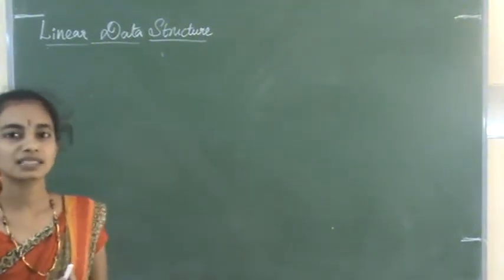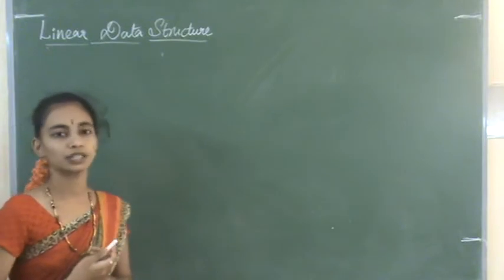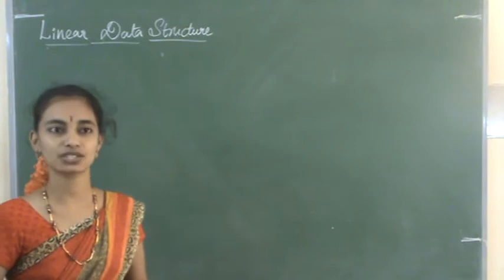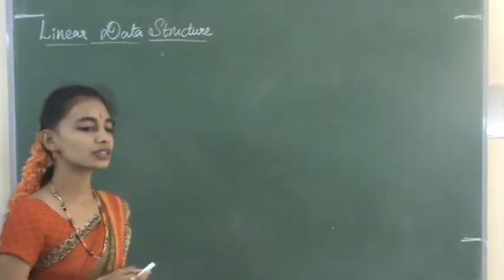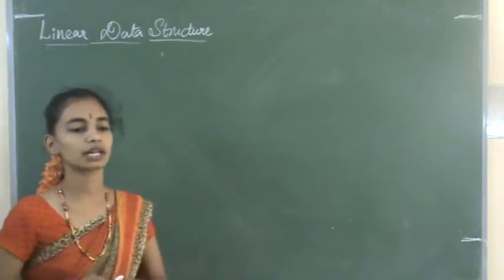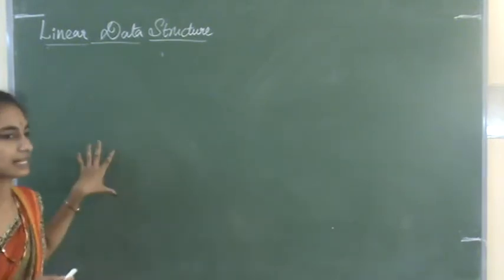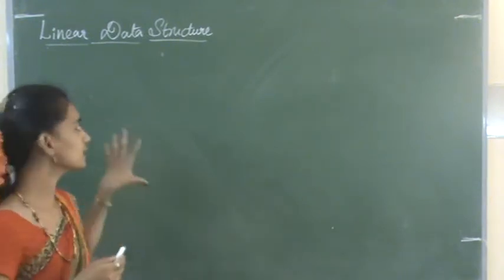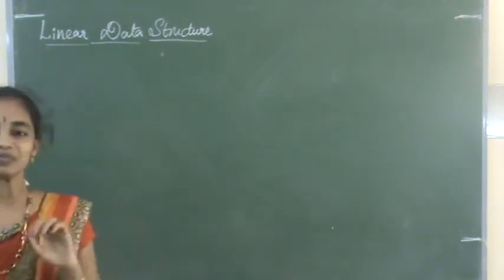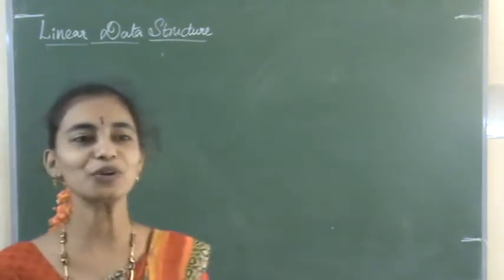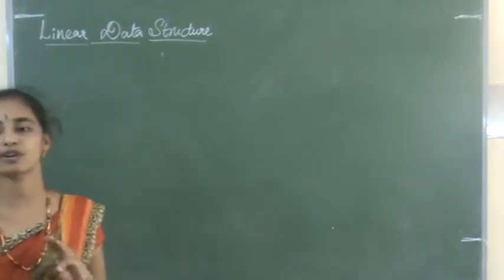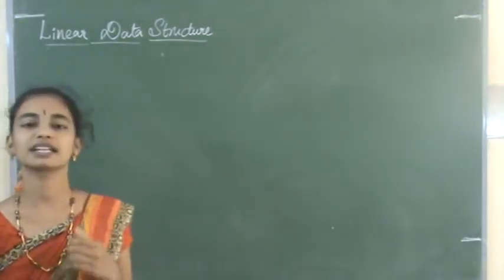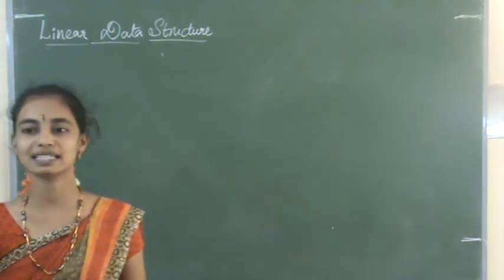In the last class we studied the two-dimensional array and its advantages, disadvantages and applications. So in this class we will study about lists. A list is a collection of data items. In this list we have types: array, stacks, queues and linked list.